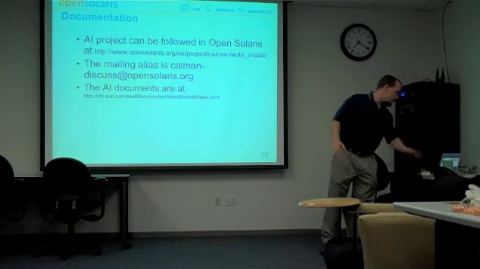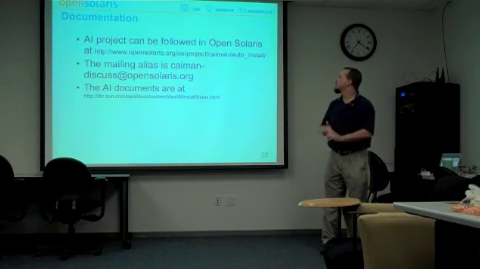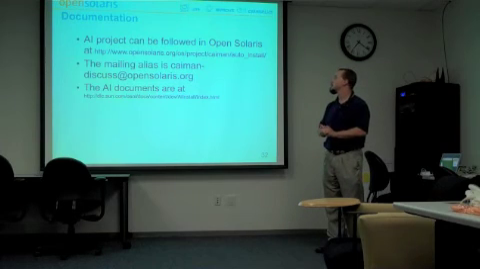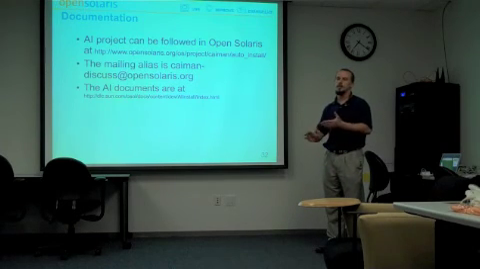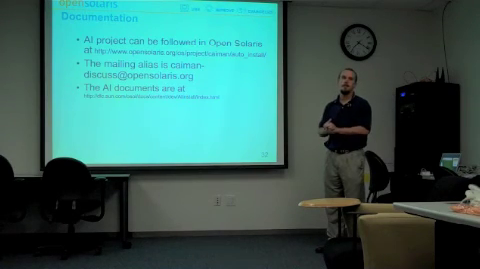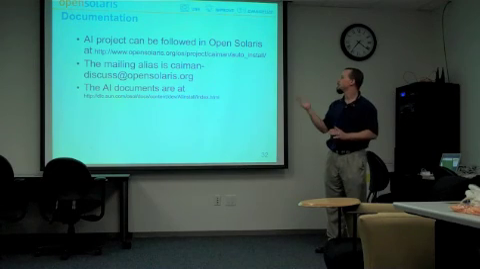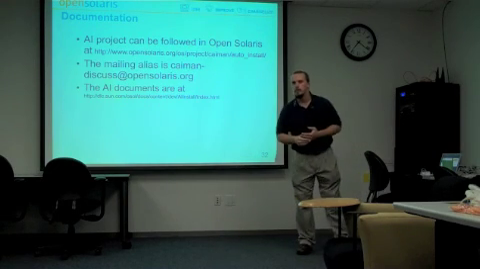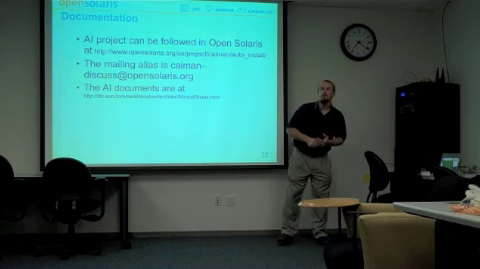And all the documentation can be found out there on OpenSolaris. Just go to Caiman, and then underneath Caiman there's a project called AI, or Automated Installer. You can find all the documents, design documents, etc., mailing lists, etc. So, and that's pretty much all I had.